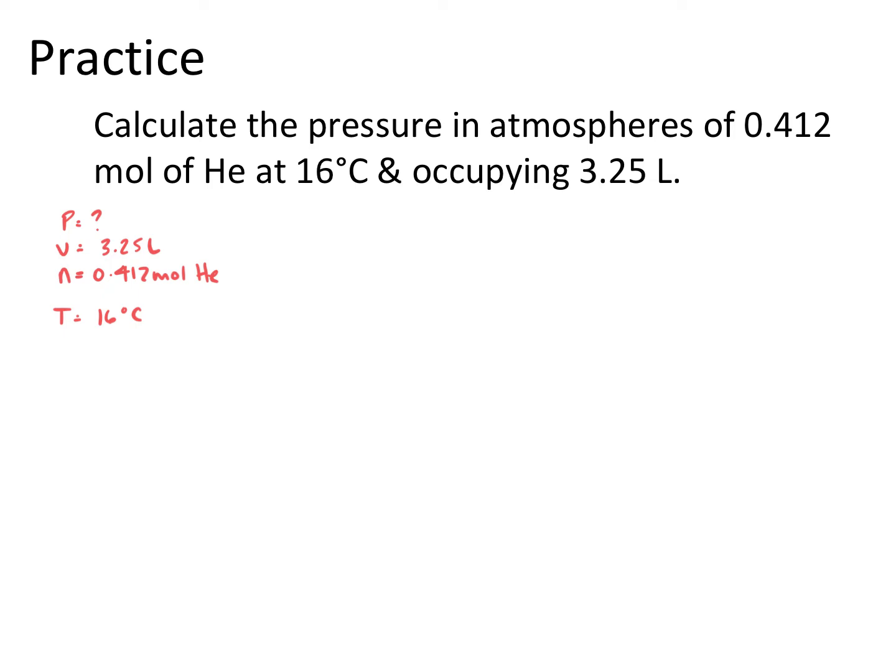Now that we've written out all of our variables, what I want you to notice is that we only have one volume, one temperature. We're solving for one pressure. So unlike the other gas law problems we've done so far, where there have been two of most of the variables, we only have one of each. So that's going to imply to me that we're going to need the ideal gas law equation.